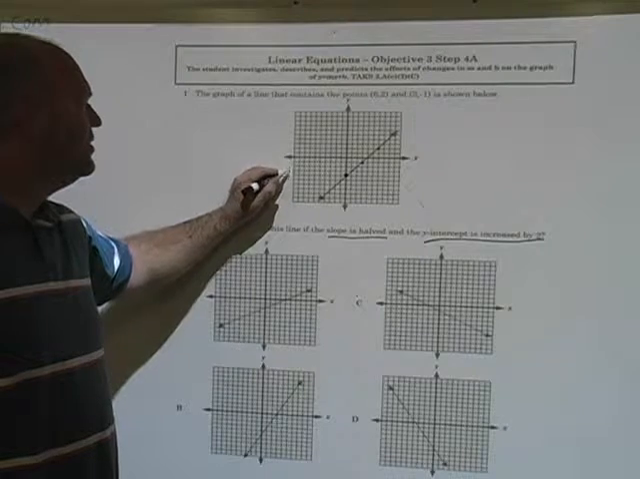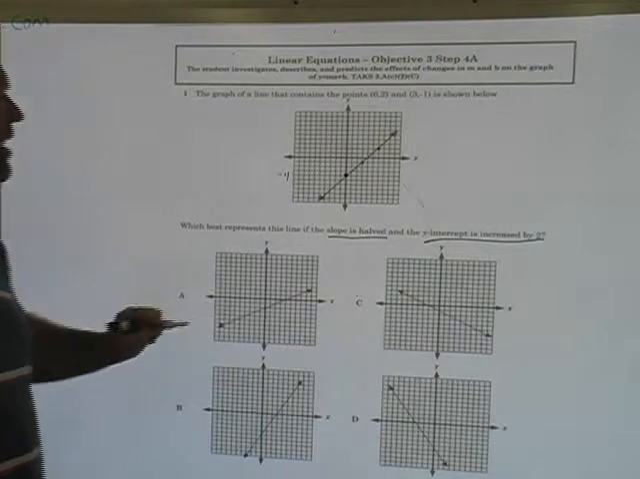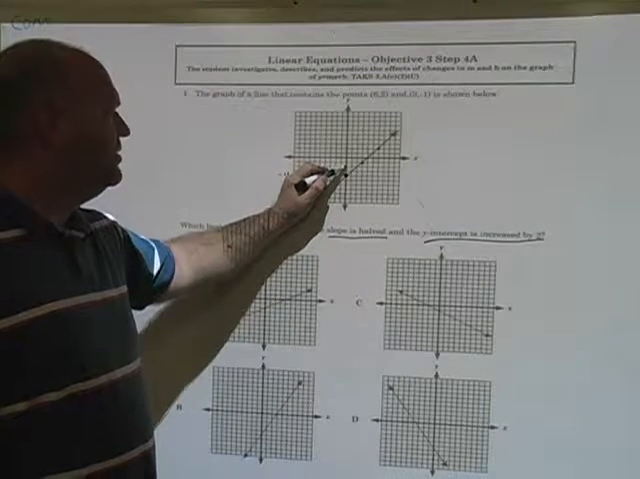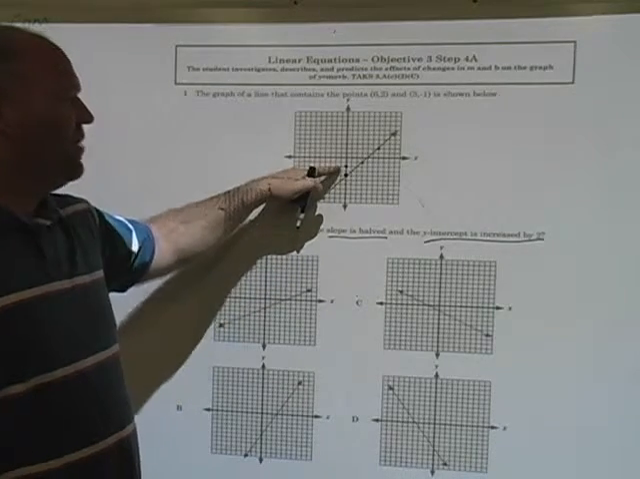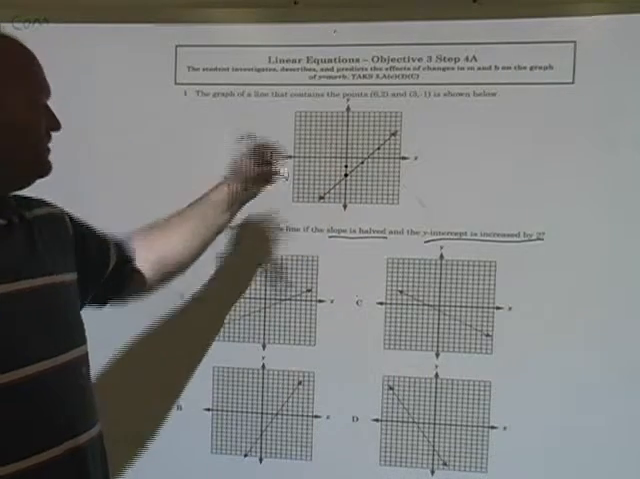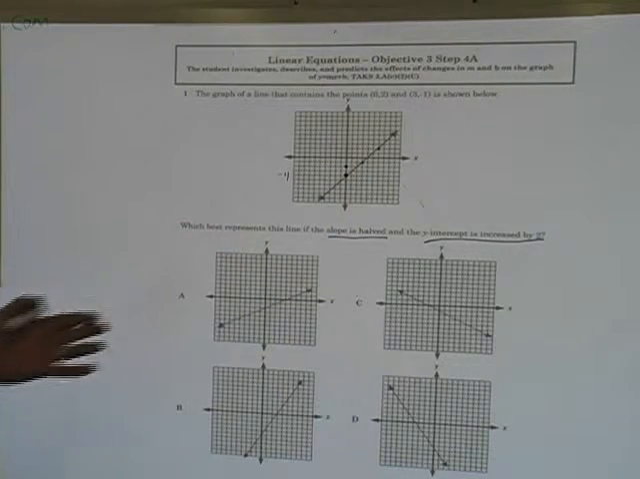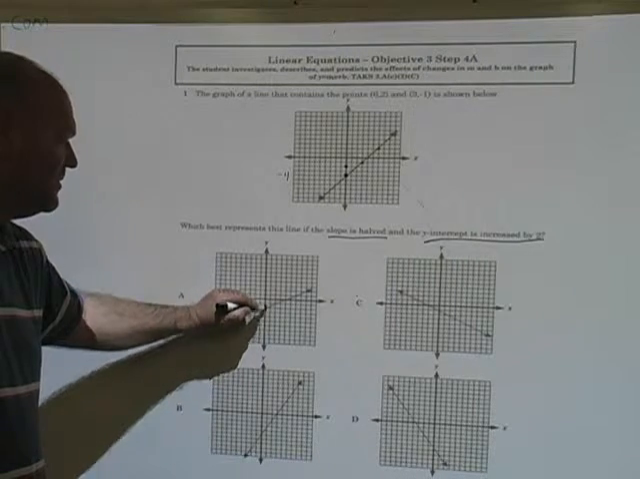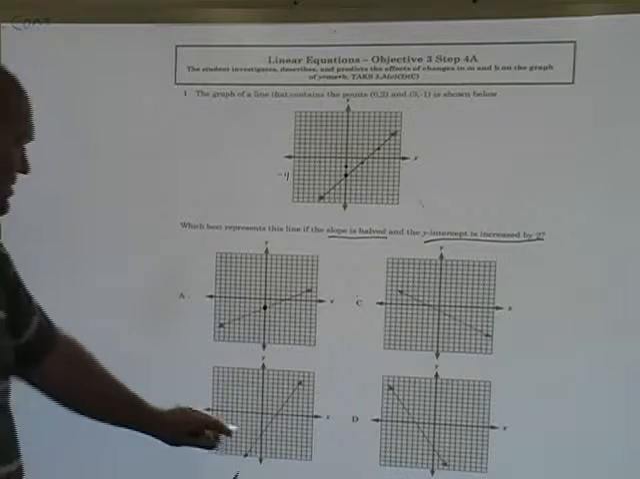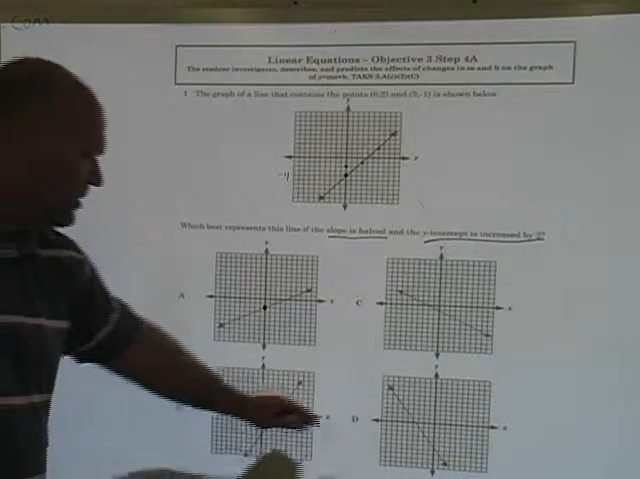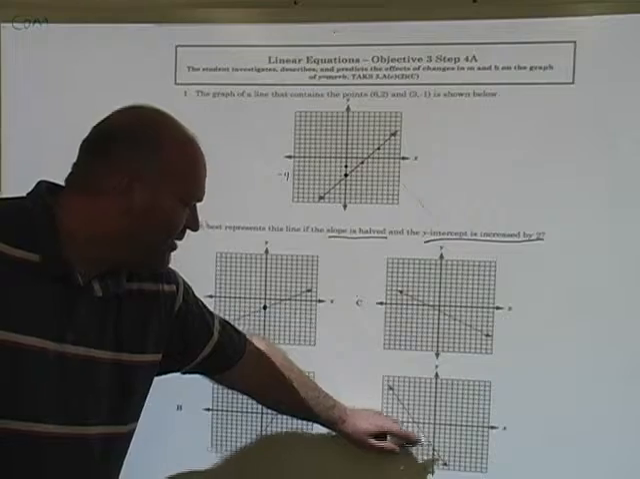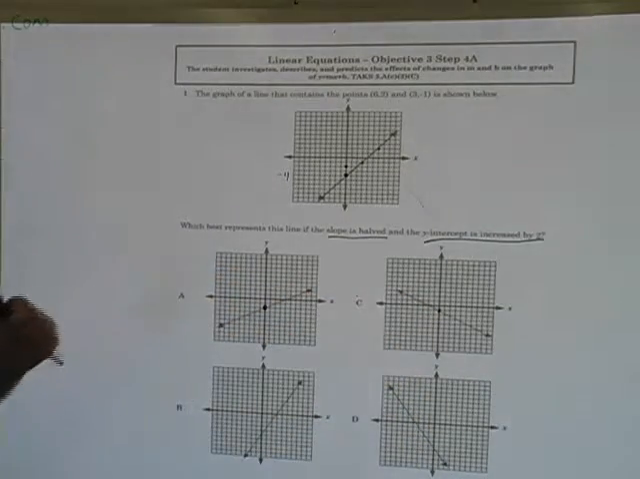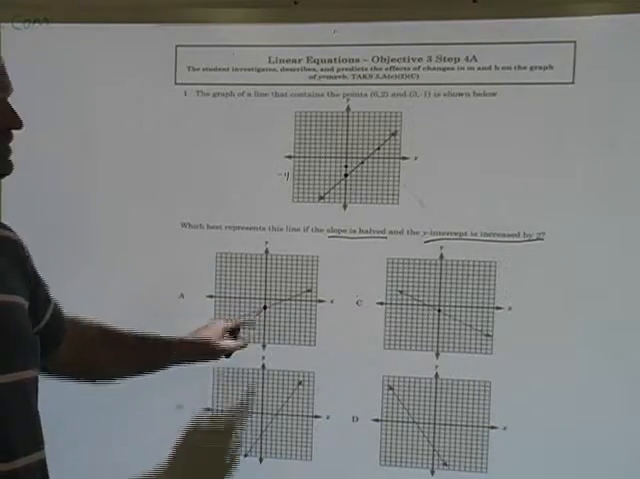negative 4. If we increase that by 2, we should go up to our y-intercept is going to be right there at negative 2. So find a line that has a y-intercept of negative 2. Well, here it is. That's the only one, because this y-intercept is down here, this y-intercept is down here, this y-intercept is at negative 1. Okay, this is the only one that it can be.